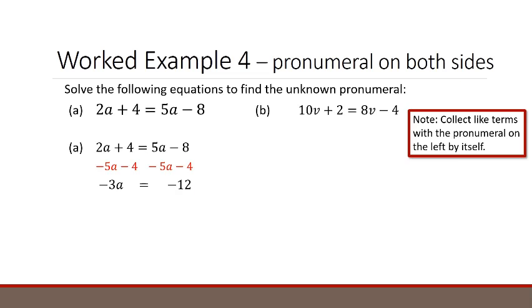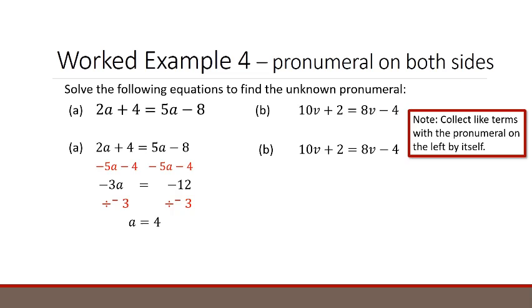Now we could just eliminate the minuses on both sides because it's just effectively multiplying both sides by negative 1. But we can do it all in one step by simply dividing by negative 3. When we divide the left-hand side by negative 3, we're left with a. When we divide the right-hand side by negative 3, we're left with positive 4. Remembering a negative divided by a negative is a positive.